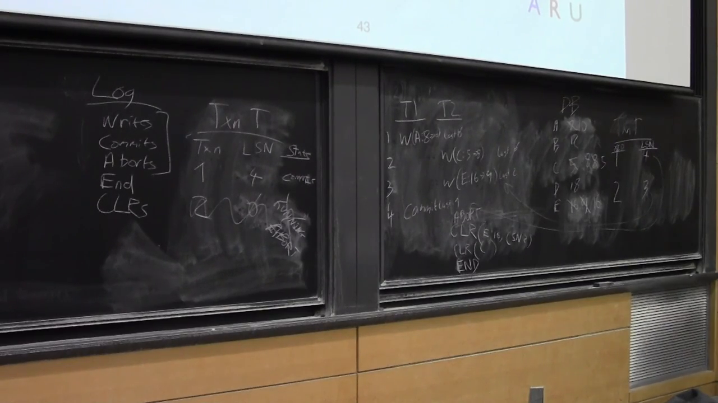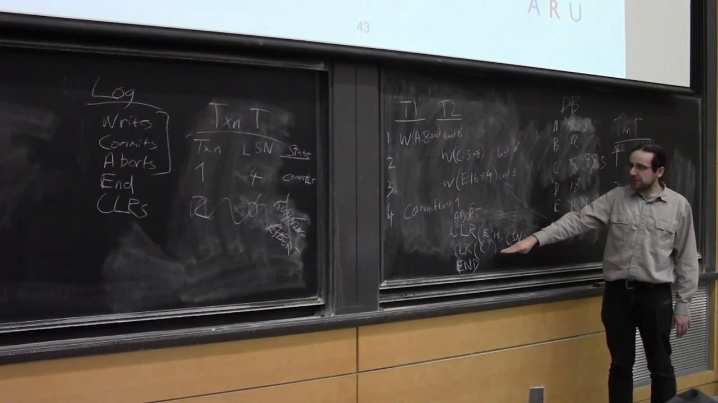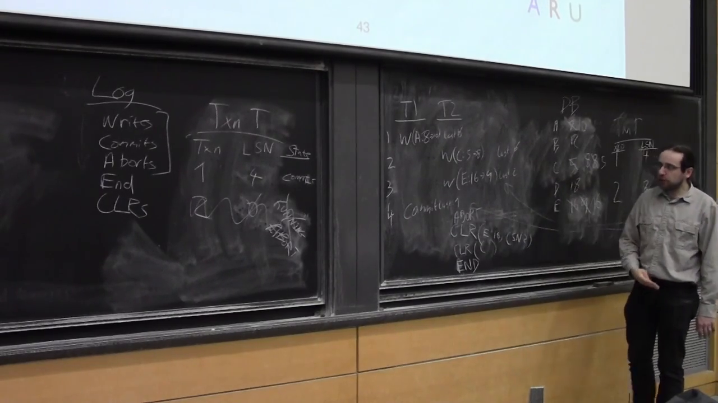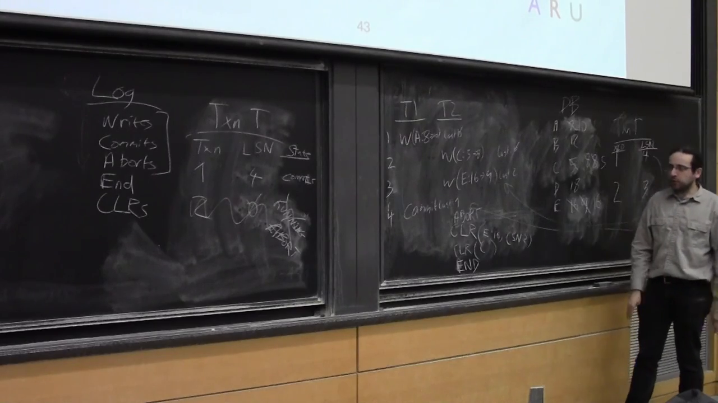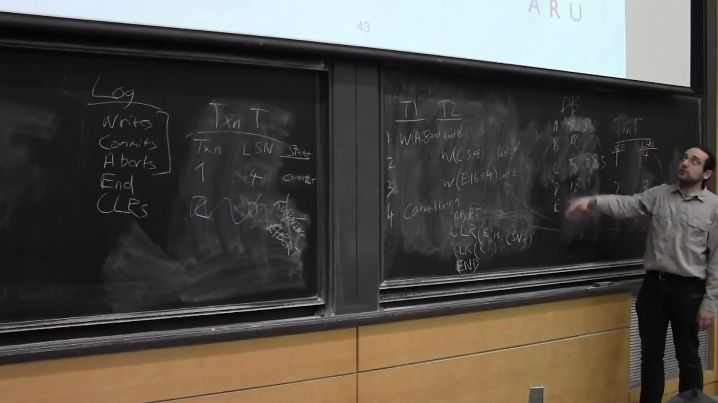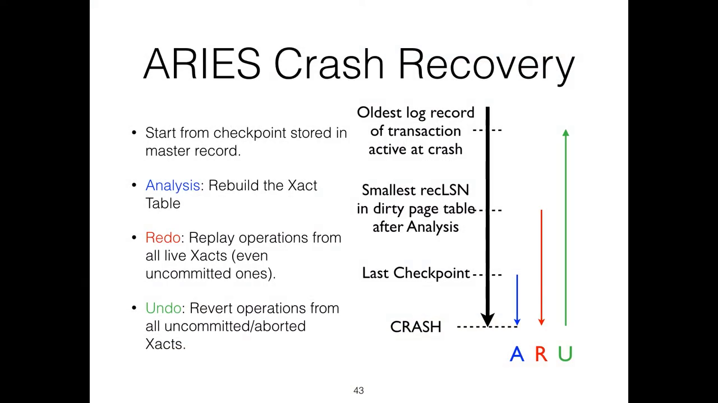So if a crash occurs during the undo phase, by recording the undo process through these compensation log records, we're again not breaking anything, because we're recording everything that we are about to do. So during the redo phase of the next recovery step, those changes get applied just as well.